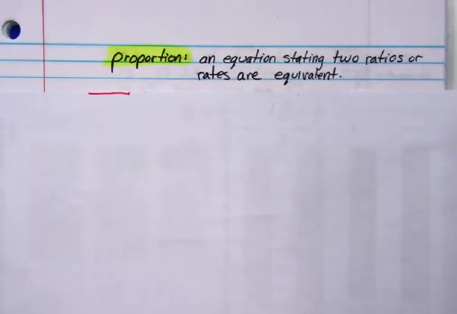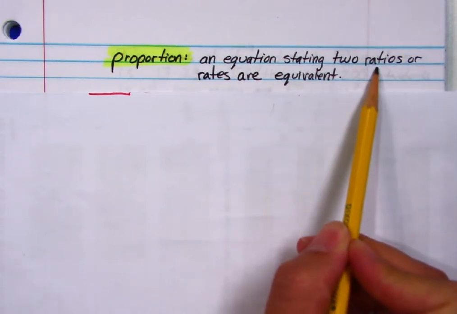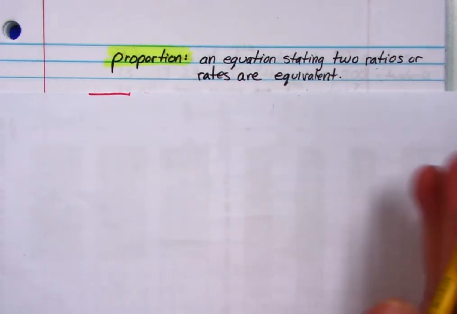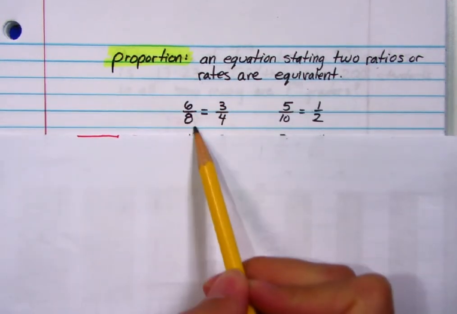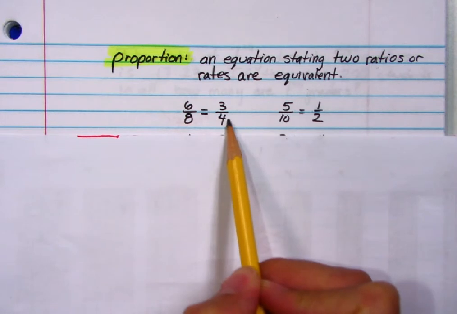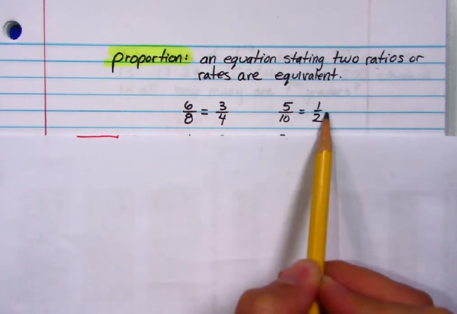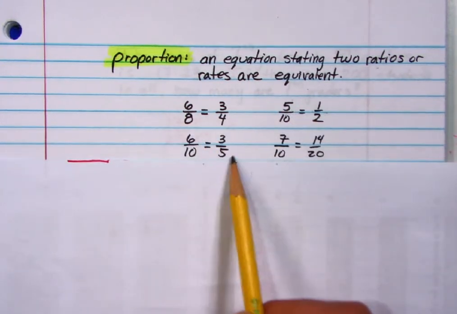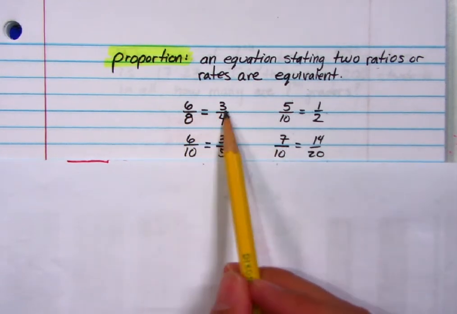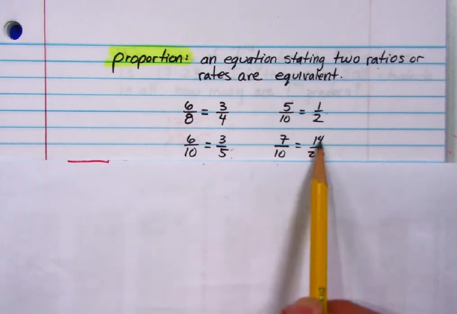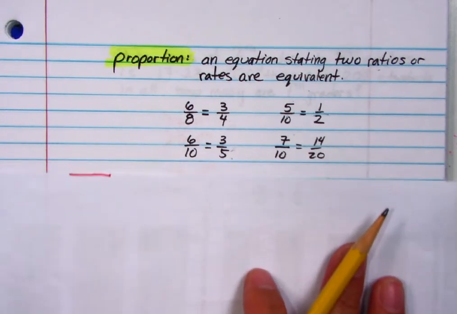Let's talk about what a proportion is. A proportion is an equation stating two ratios or two fractions are equivalent. So if two fractions are equal, it's called a proportion. Let's take a look. Like 6/8, that's reduced down to 3/4. 5/10 is the same as 1/2. 6/10 is the same as 3/5. 7/10 is the same as 14/20. So all these three here, we reduced. This one here, we made larger. Doesn't matter because they are the same.